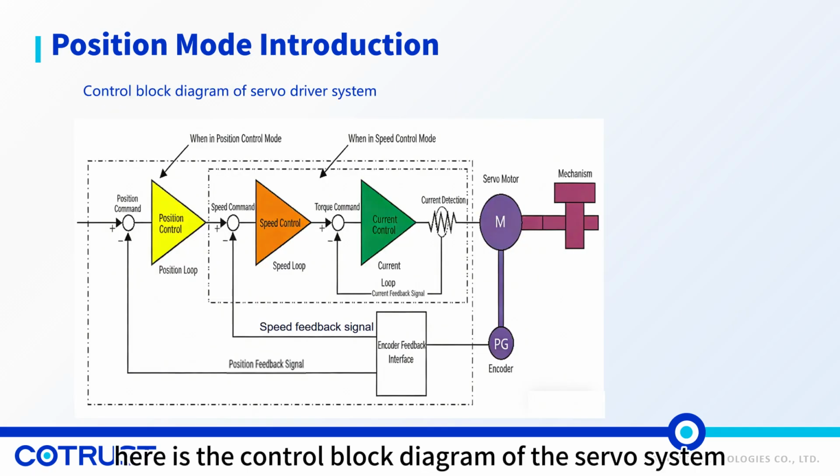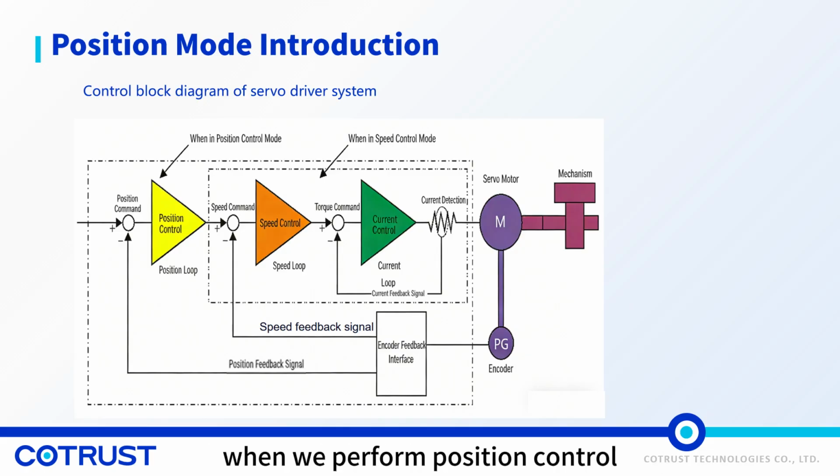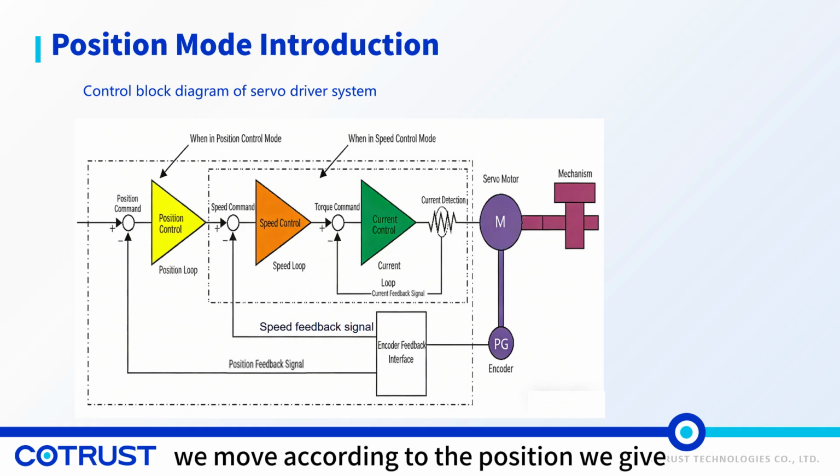Then here is the control block diagram of the servo system. When we perform position control, we give the position command. After being controlled by the position loop, we move according to the position we give, and the position signal can be formed into a closed loop control.